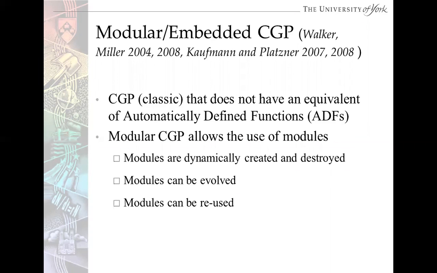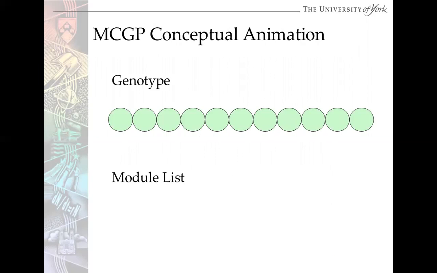So in this form of CGP, you can capture modules. They're dynamically created or destroyed. They can be evolved, or they can be reused. Let's look at a conceptual animation showing the basic principles of this. We assume that only one row CGP is being used. It's only being devised for one row CGP.